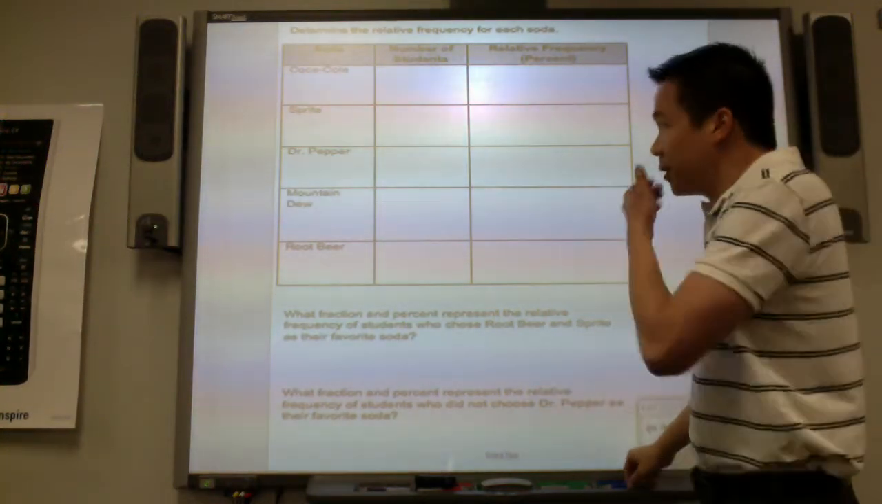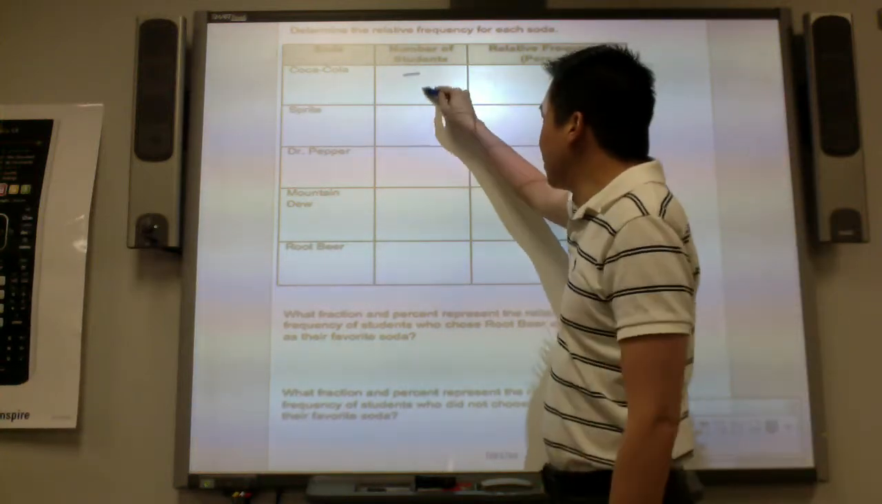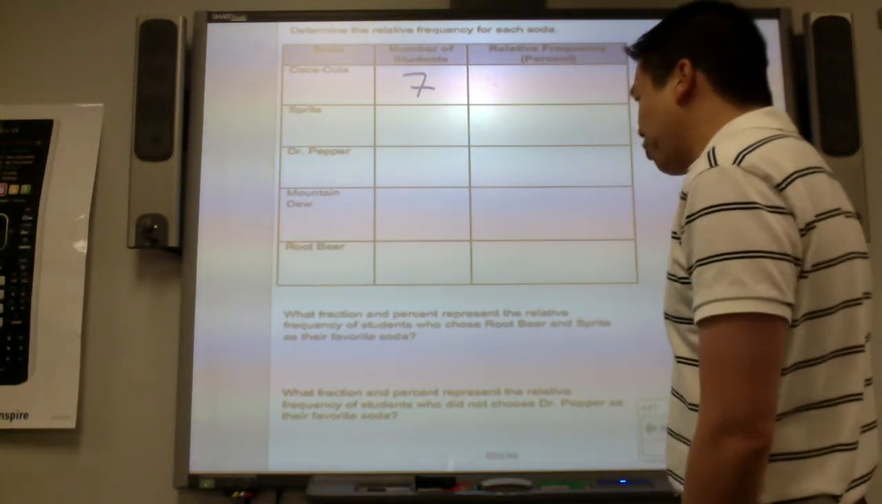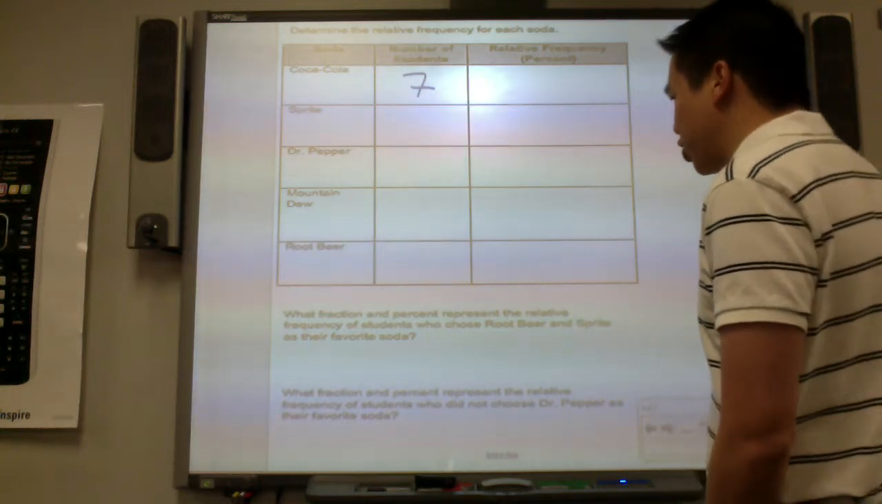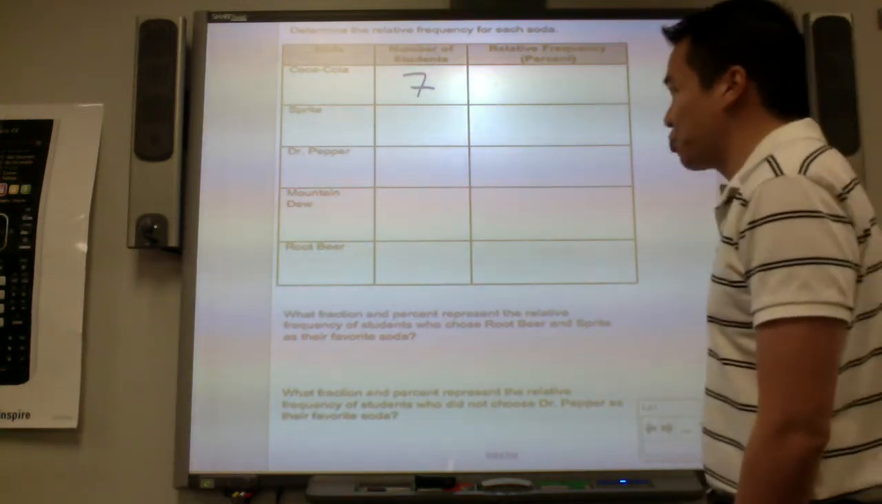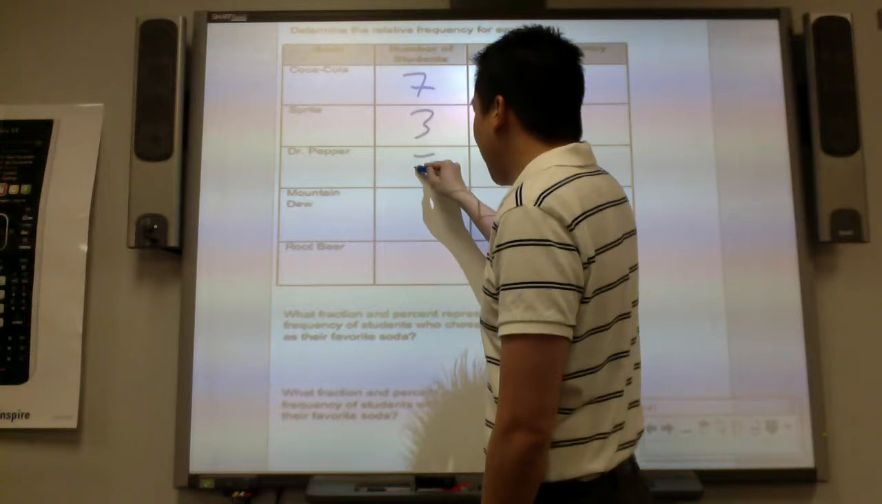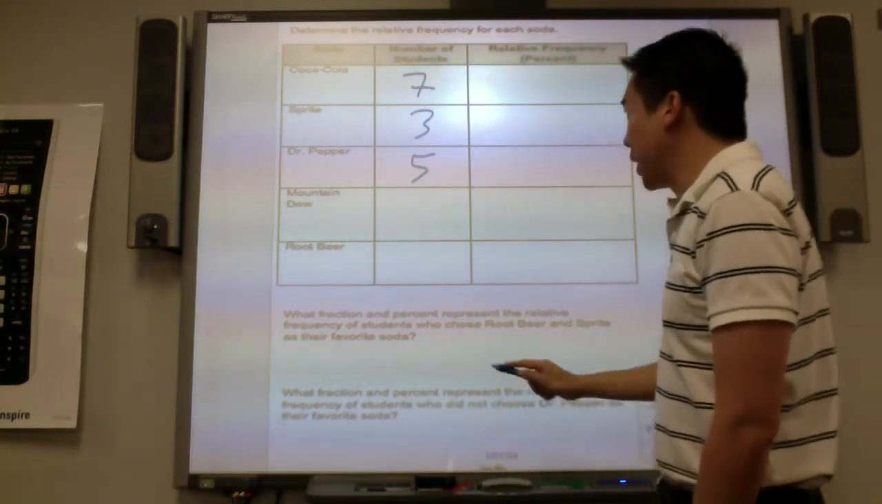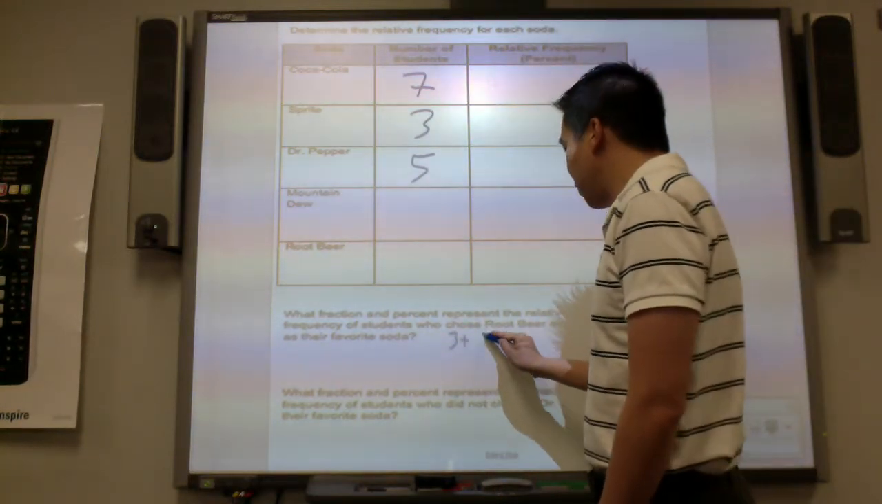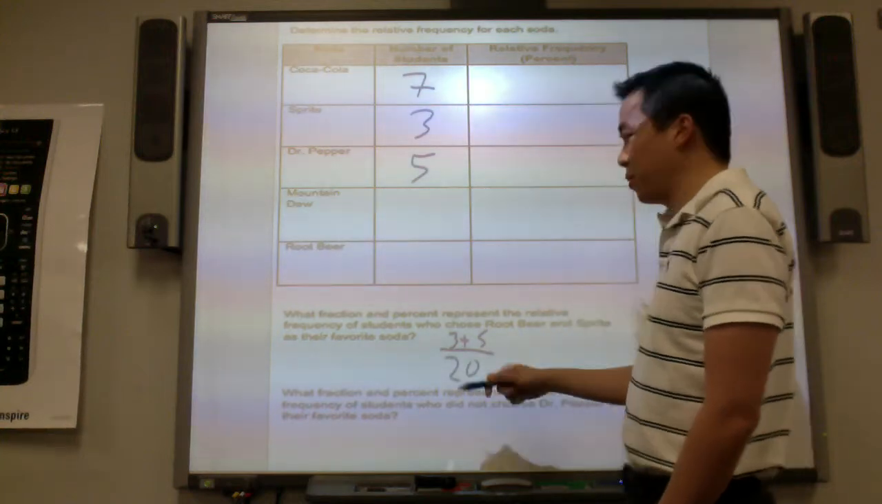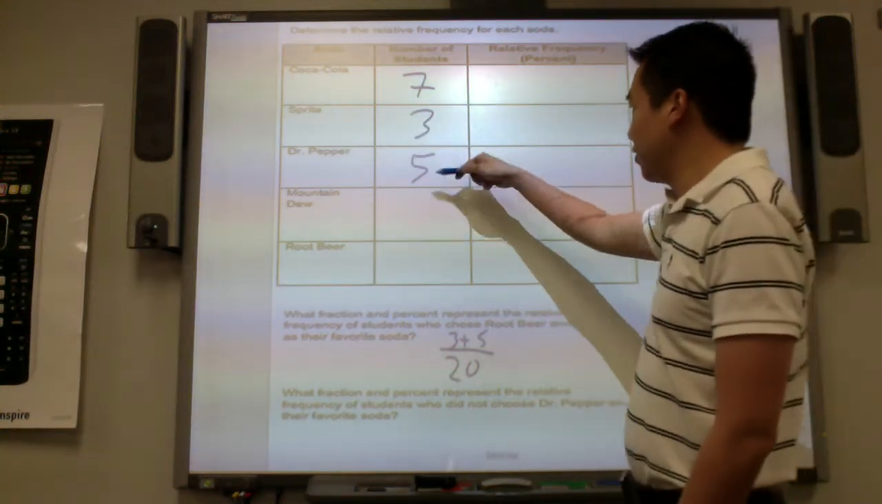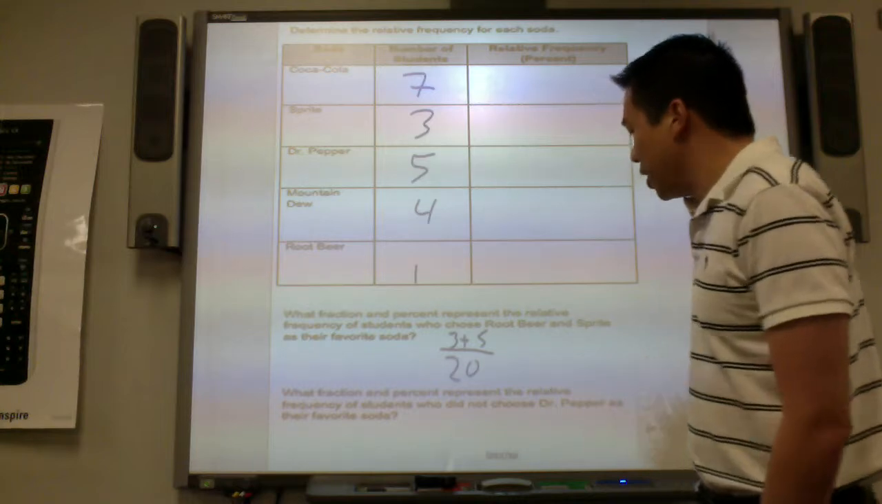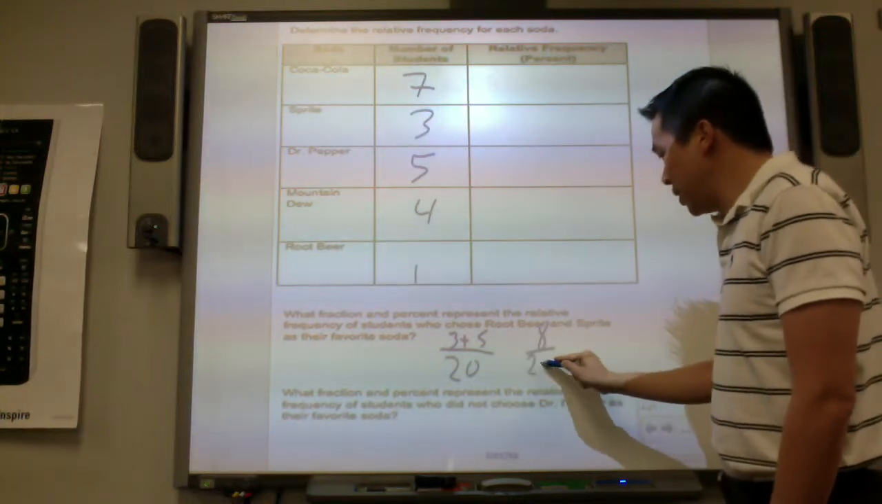And then you will actually find the percentage of students. So for example, pretending, let's say, 7 students like Coca-Cola. What fraction and percent represent the relative frequency of students who chose root beer and Sprite? So let's say 3 and 5. So root beer and Sprite, 3 plus 5 out of, let's say there's 20 people in all. So it'll be 8 out of 20.